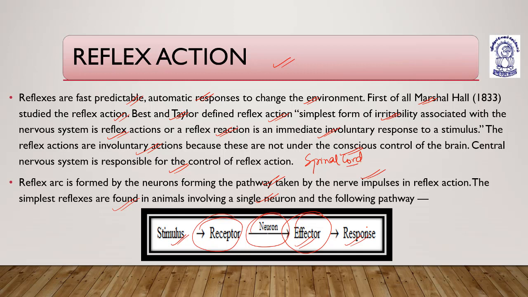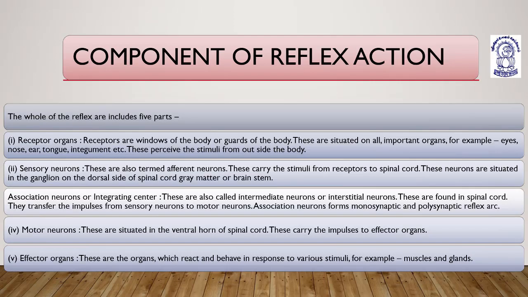Associated with the nervous system is reflex action or reflex reaction, an immediate involuntary response to a stimulus. Reflex actions are involuntary because they are not under the conscious control of the brain. The central nervous system is responsible for the control of reflex action. The stimulus is received by the receptors, then with the help of neurons it passes to the effector organ and then produces a response. Components of reflex action.